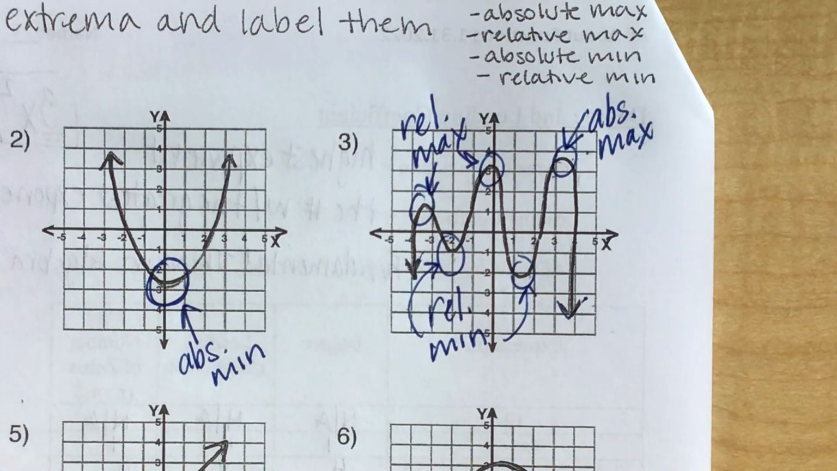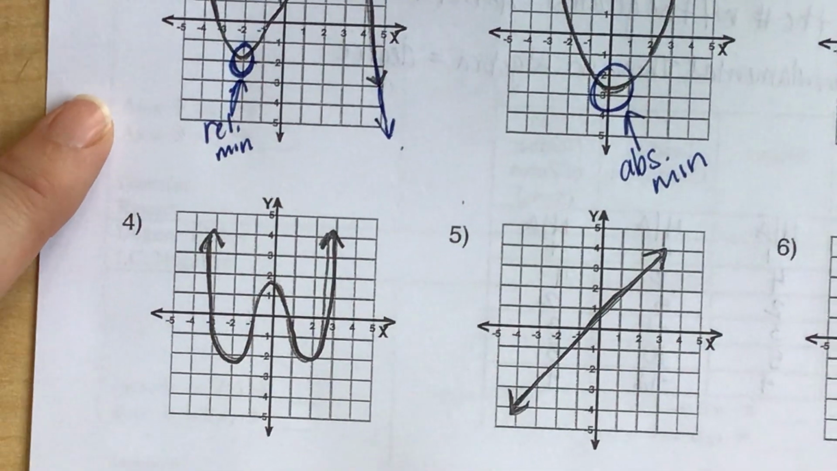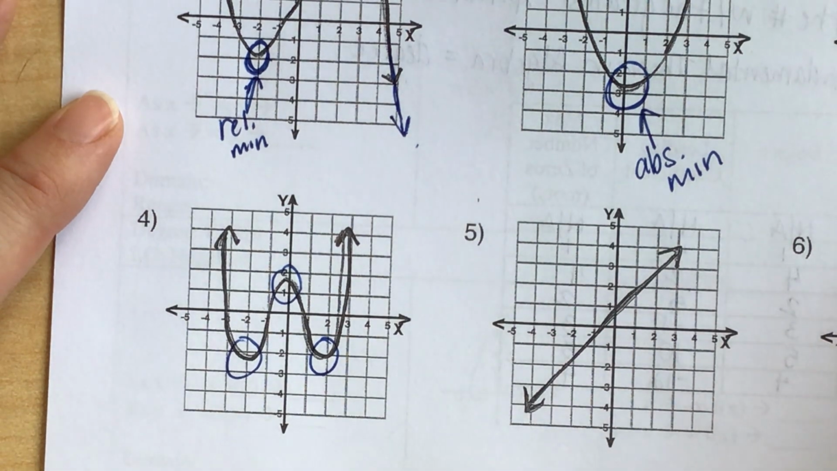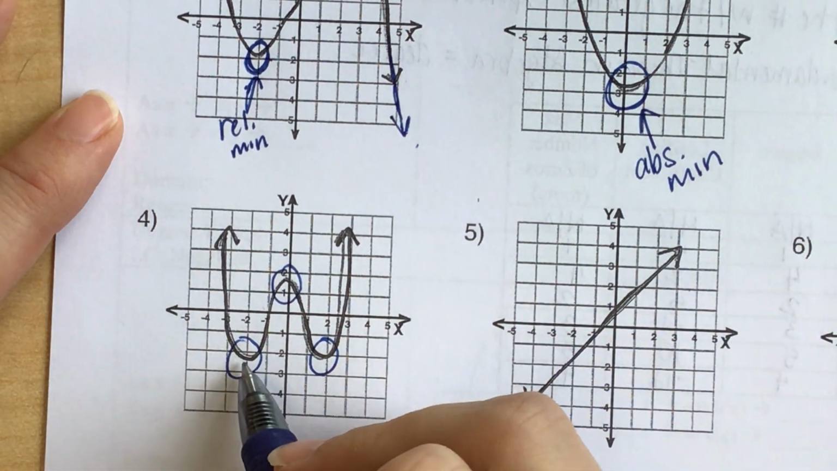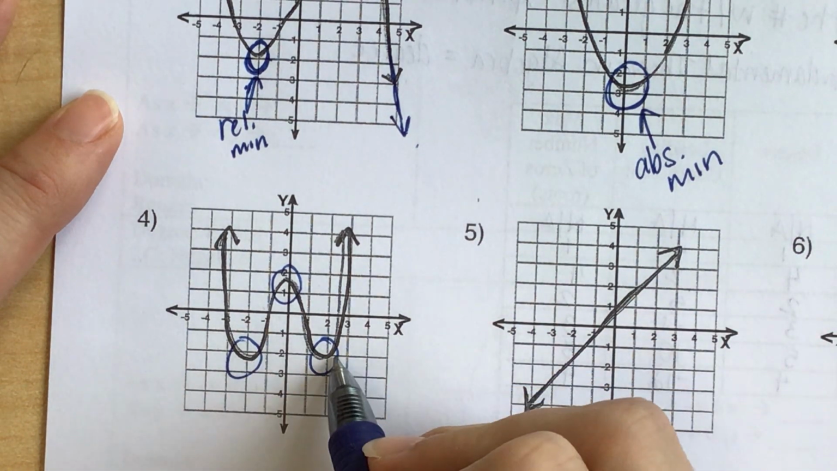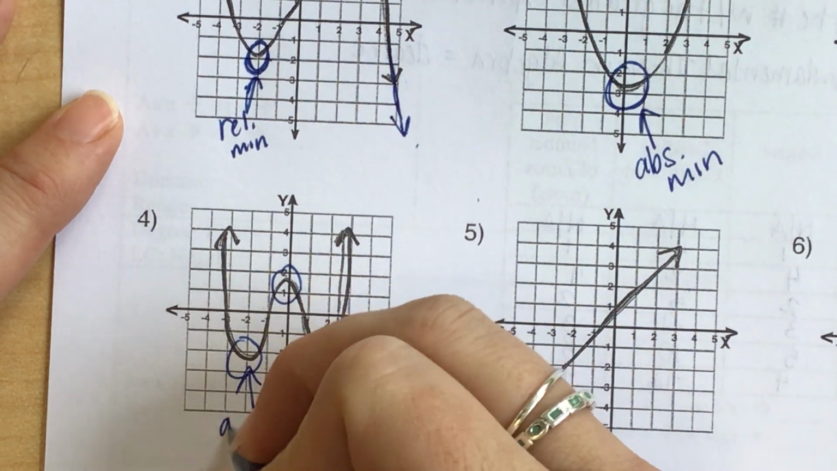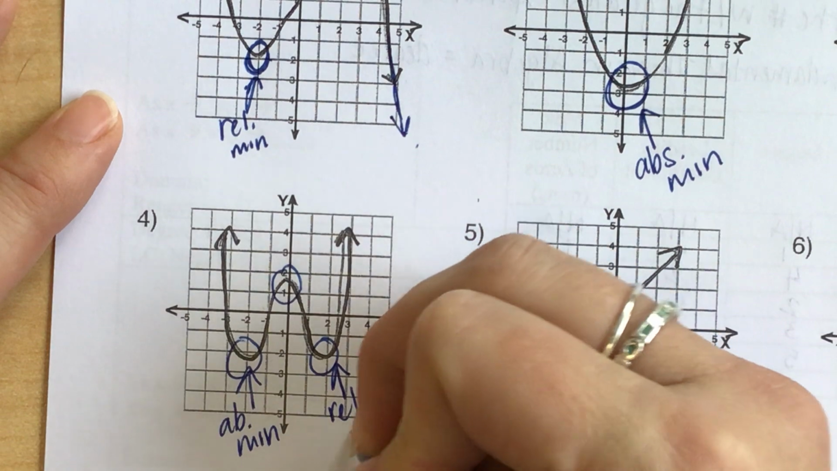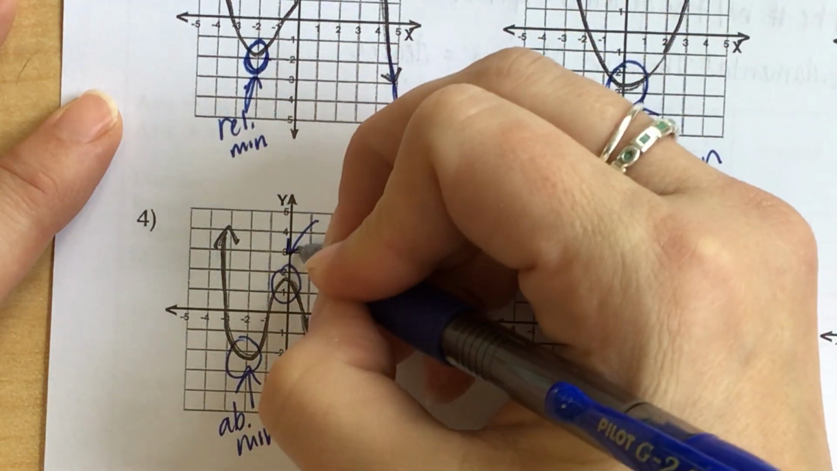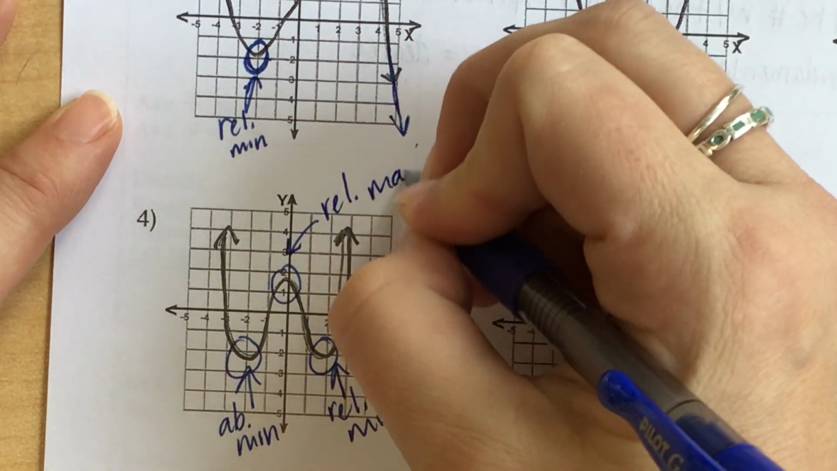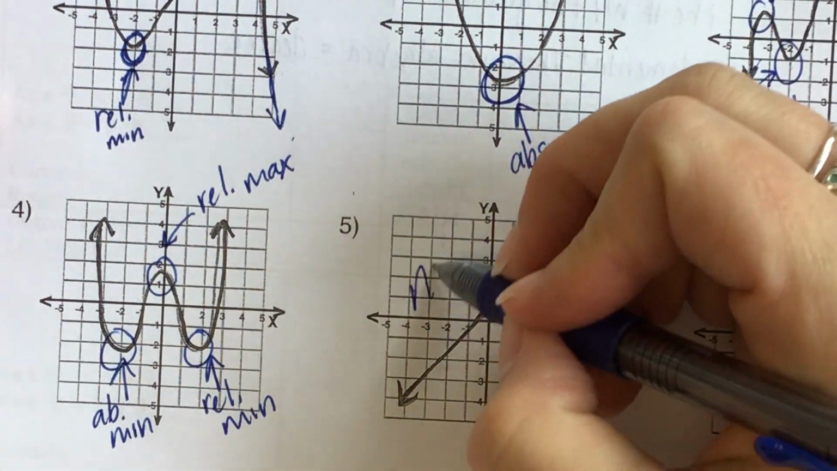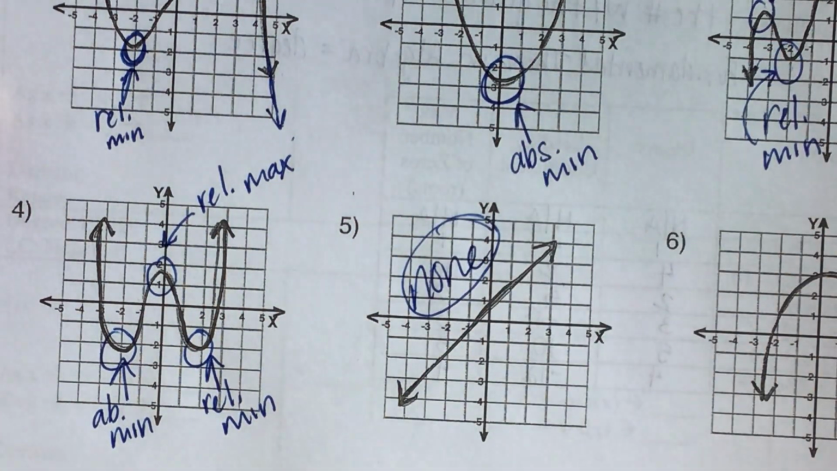Okay? So here we have 1, 2, 3 turns, so we have 3 extrema. I think this one is meant to be slightly lower than this one, so this is going to be the absolute min, and this is going to be a relative min, and this is your relative max. This one has no turns, so again, that does not have any extrema.